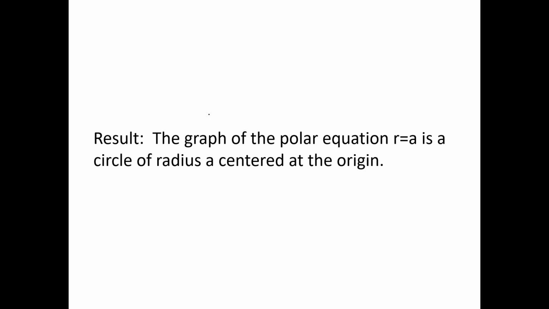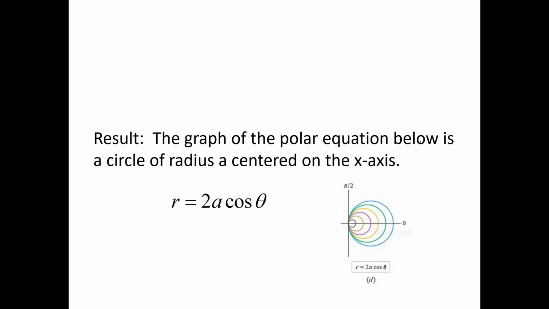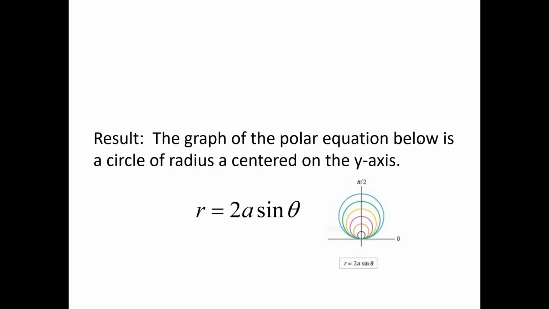Some curves that are useful to know. When you see R equals a constant, it's going to be a circle of radius A centered at the origin, right? If you see R equals 2A times the cosine of theta, that's going to be a circle of radius A centered on the x-axis. If instead of the cosine you see the sine, then the graph of the polar equation is a circle of radius A centered on the y-axis.